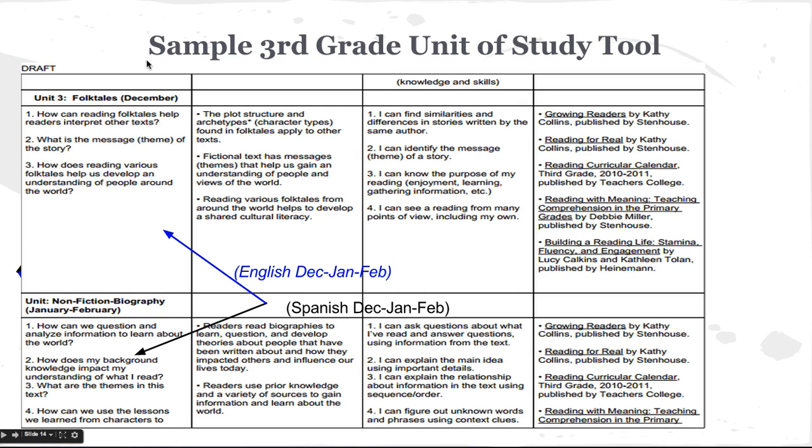As you can see, in one language only, students study folk tales for 1 month in December. We've extended that from December to January to the beginning of February, while concurrently in the Spanish reading block, students are experiencing nonfiction biography in December, January, and February.